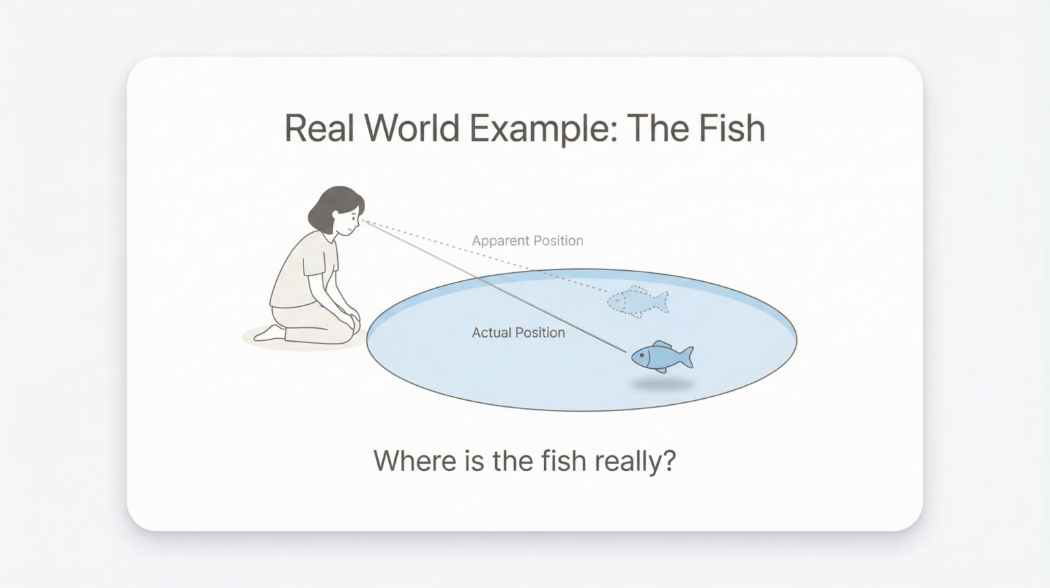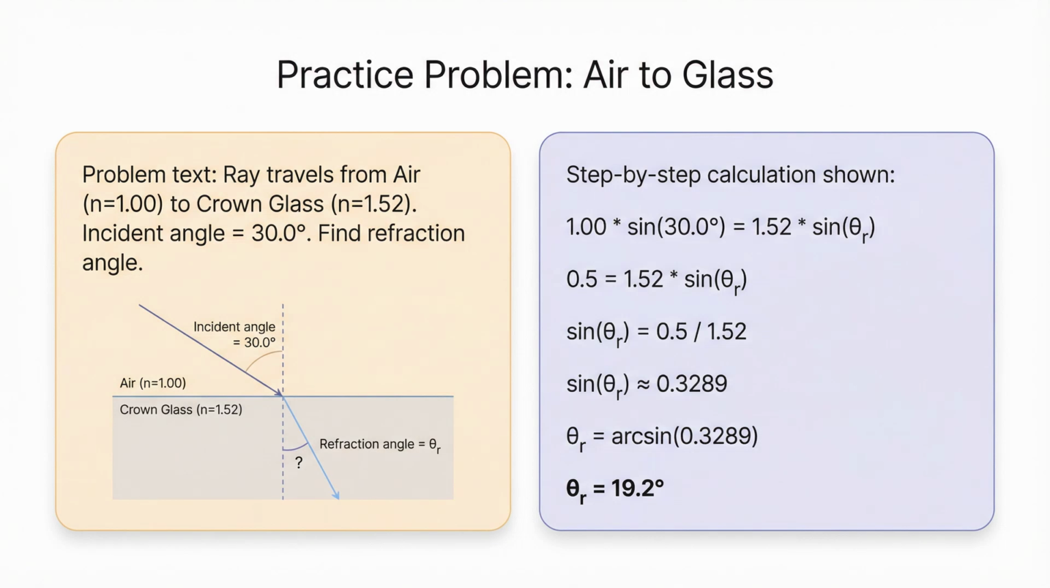Let's apply this. Ever tried to catch a fish with your hands? You usually miss, right? That's because the light coming from the fish bends as it leaves the water. Your brain assumes light travels in a straight line, so you see the fish in a shallower spot than it actually is.